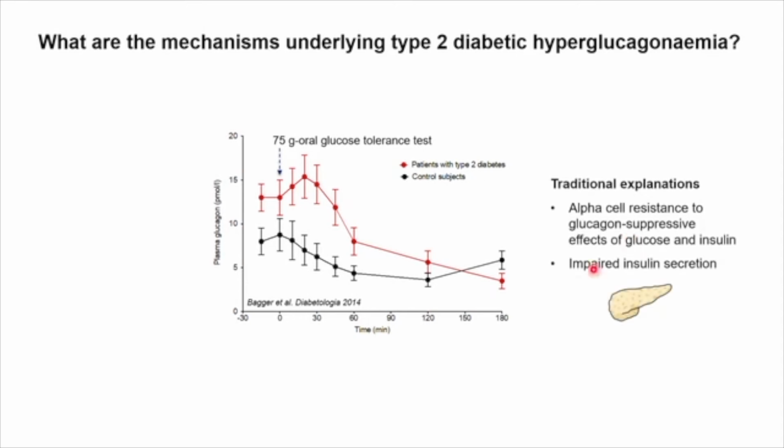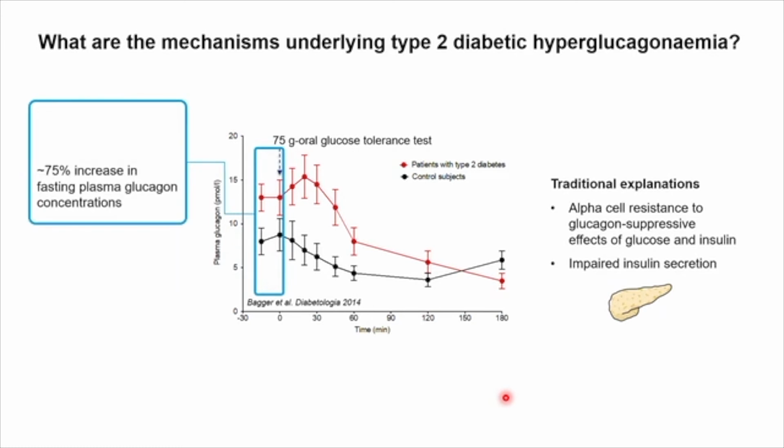The traditional explanation for these characteristic curves in type 2 diabetes has been an alpha cell resistance to the glucagon suppressive effect of both glucose and insulin, combined with the hypoinsulinemia of type 2 diabetes.